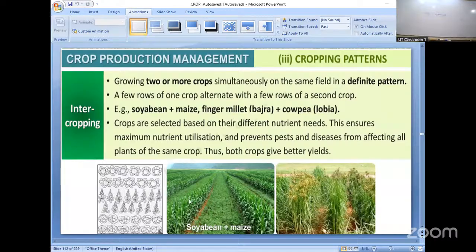Intercropping means growing crops in different rows, like soybean and maize, bajra and coffee. These are selected on the basis of their nutrient needs. This ensures maximum nutrient utilization, and it can prevent pests and diseases from affecting all the plants at the same time. And this gives a better yield.